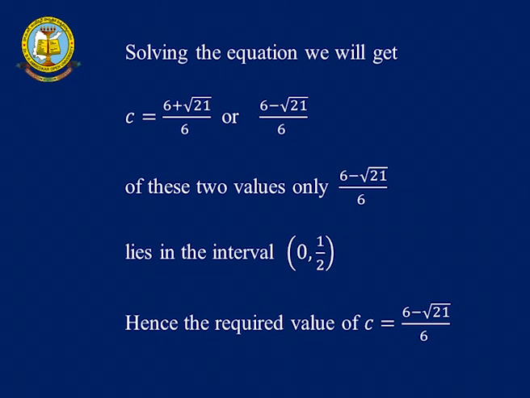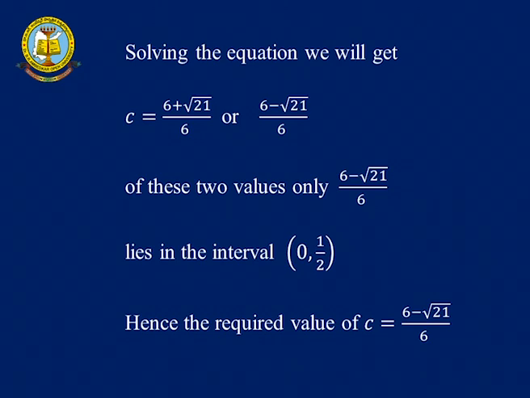Now solving this quadratic equation, we get the two values of c: (6 plus or minus √21)/6. So we have (6 + √21)/6 or (6 − √21)/6. Out of these two values, only (6 − √21)/6 lies between 0 and 1/2. Why? Because √21 is between 4 and 5, since √16 is 4 and √25 is 5.